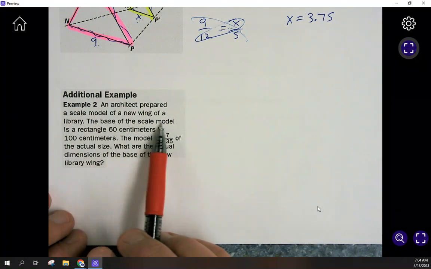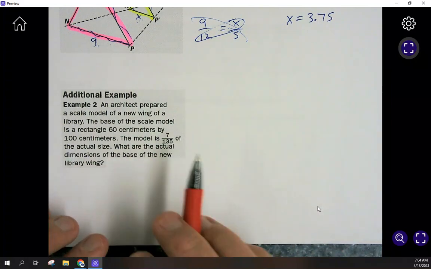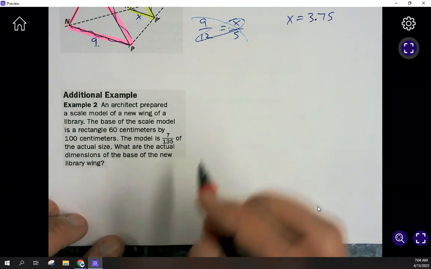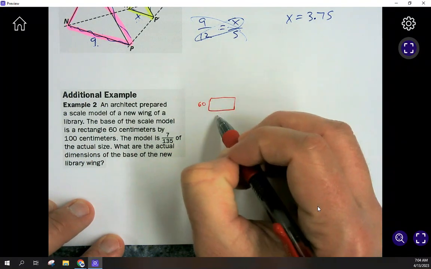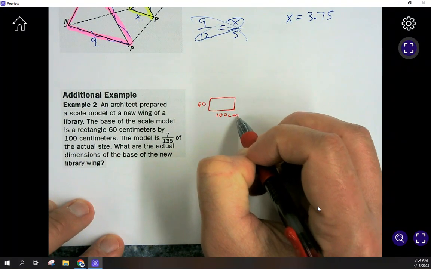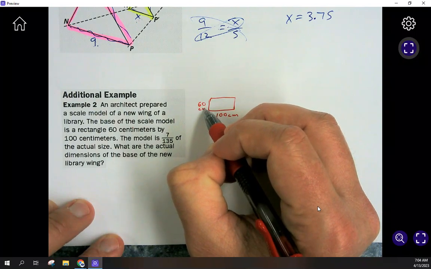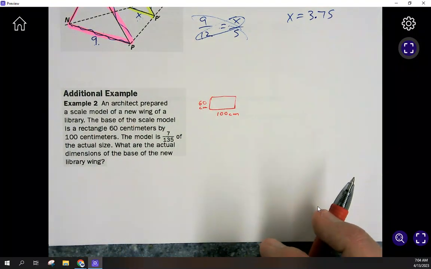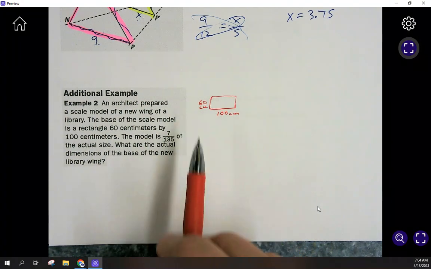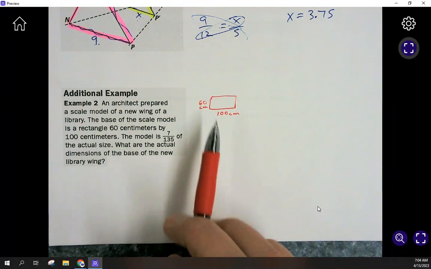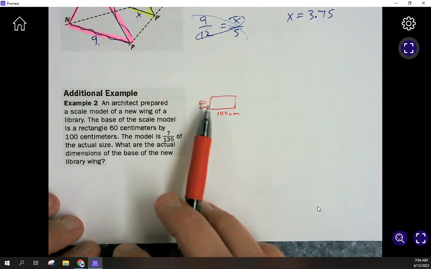So they're going to say the base of the model that they're showing the owner or whoever is, I'm going to go ahead and just draw a quick picture, 60 by 100 centimeters, right? So it's small because it's a little model. You could probably just hold it in your hand. But every measurement in this model is going to compare directly to real life situations or a real life distance.